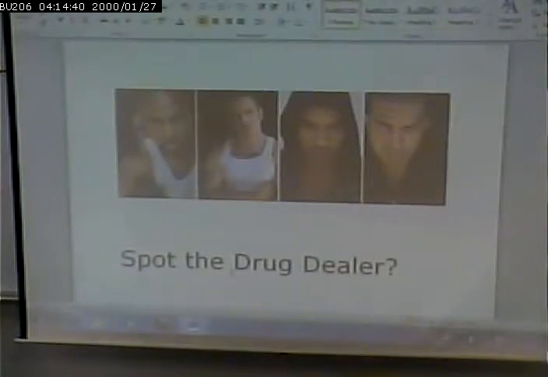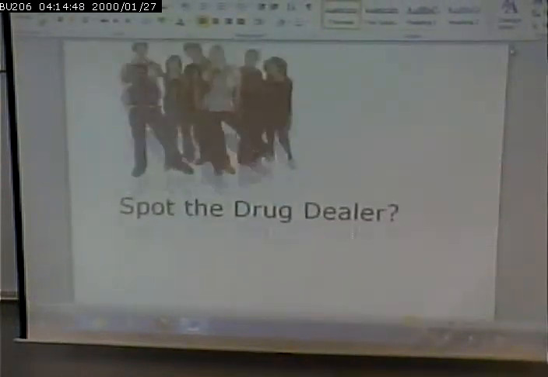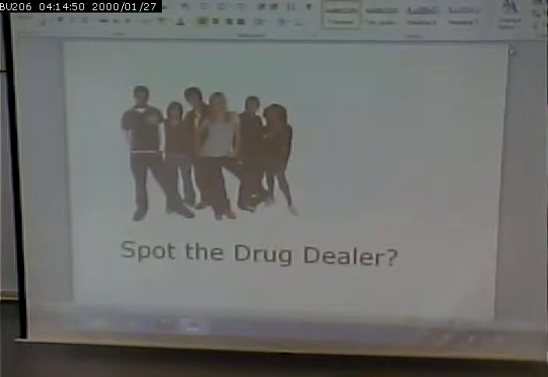All right, I saw an old poster that looked something like this. Again, I don't have the exact copy, so I recreated it, that I thought was way more effective. And it looked like this, spot the drug dealer. And what they have instead is five or six people who look just average, typical, you wouldn't think of them as being drug dealers. And I think that makes a much better point.